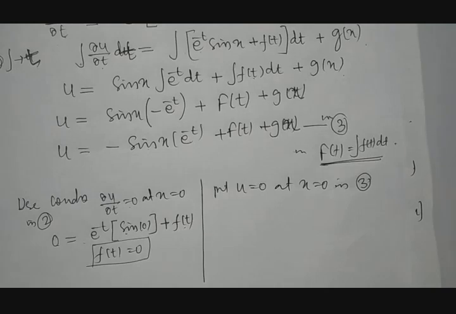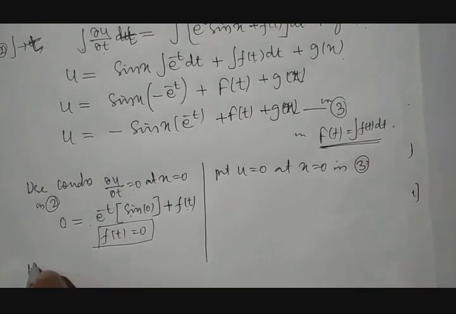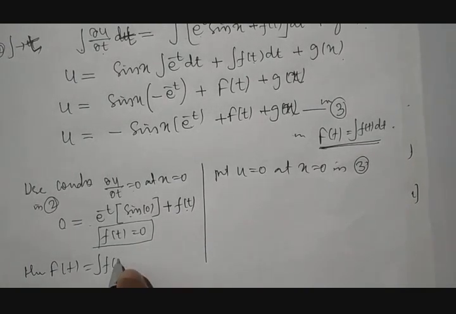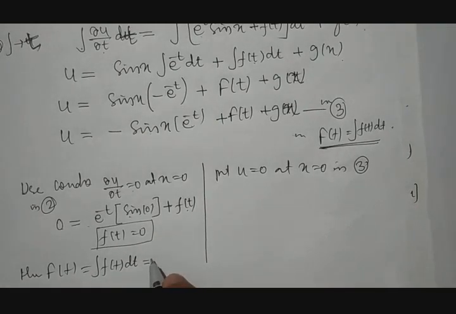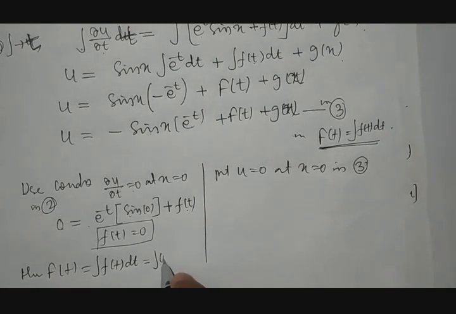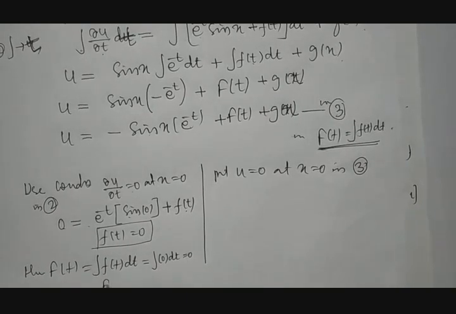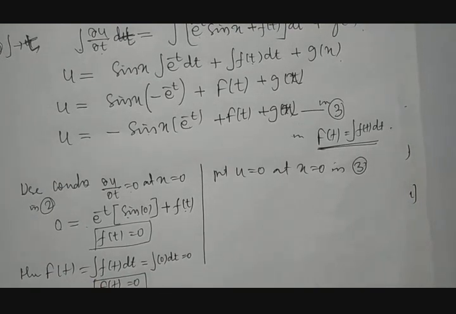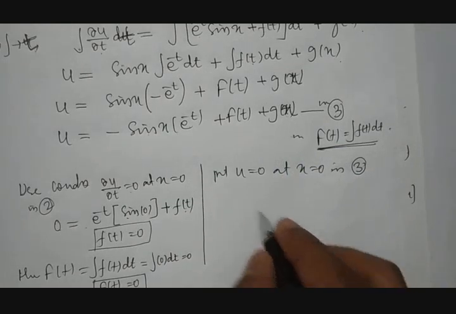So, after getting f of t is equal to 0, let us calculate capital F of t also. Here, capital F of t is equal to integration of small f of t with respect to t. That is nothing but integration of 0 with respect to t. This will also be 0. Therefore, capital F of t is equal to 0. So we got these two results. Now, let us calculate g of x also.